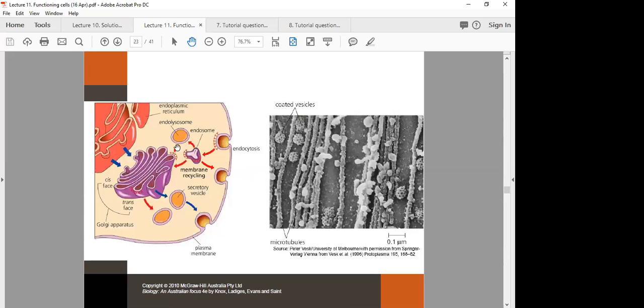It might actually go towards another organelle, which is called a lysosome. This one's labelled here as an endolysosome. That's just an immature form of the lysosome.